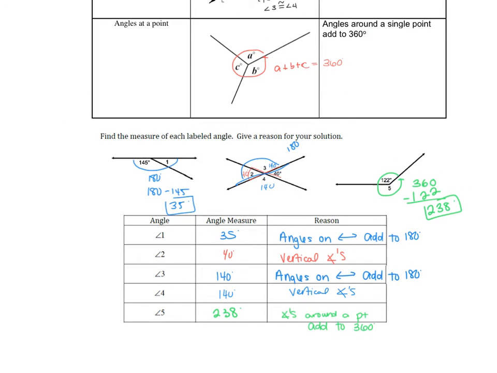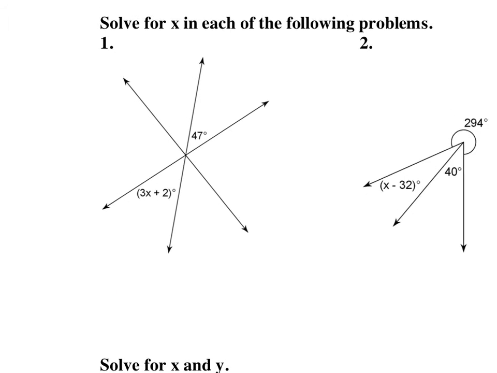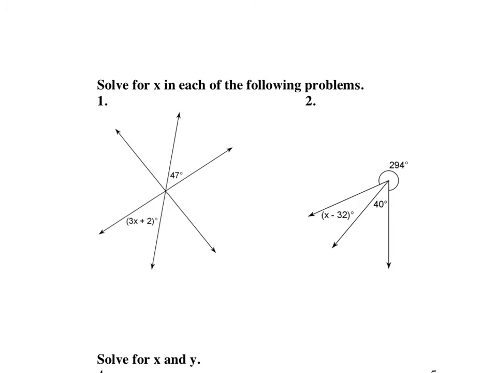Let's go on to our next set of problems where we actually have to solve for some equations. So in each of the following images, we're going to want to solve for x. We are not going to find our angle. We just want to solve for x. In this example, I'm going to highlight the areas that I have information about. So I have information about my 3x plus 2 and my 47.